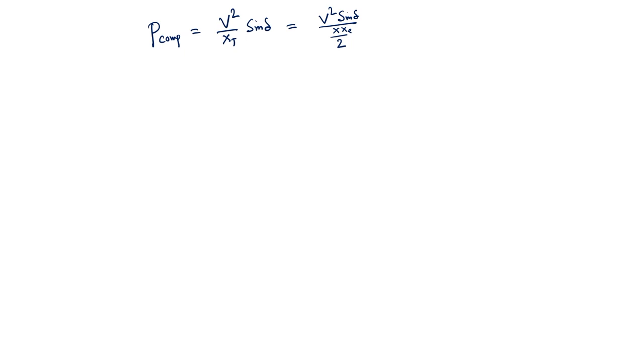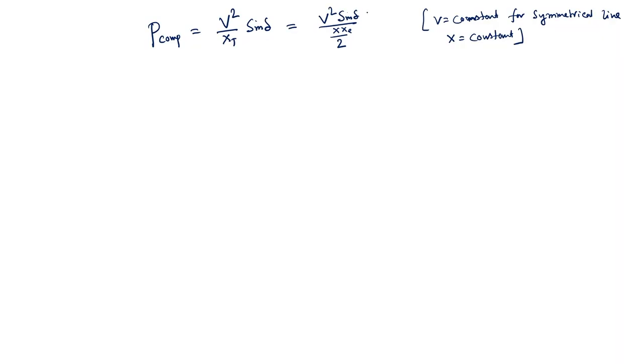Okay. So, as we said, here V is constant, because we consider a symmetrical line. And x is also constant, because line reactance cannot be changed. It depends upon the line design, and as long as there is no change in the design, the line reactance will be constant, unchanged. So, the only parameters that will vary with respect to this delta are this x c and this delta itself.